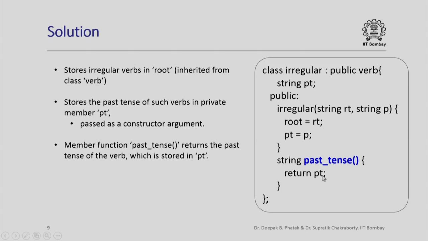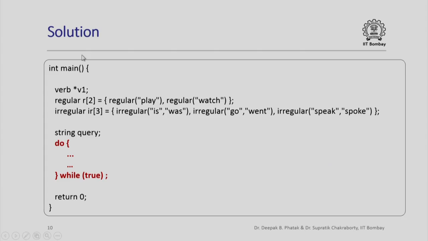In this case, because it is the irregular class of verbs, I cannot concatenate ed and return the past tense, so I have to just access the past tense of this verb, which is stored in this private data member pt, and I have to just return that. So here is how our overall solution might look like.